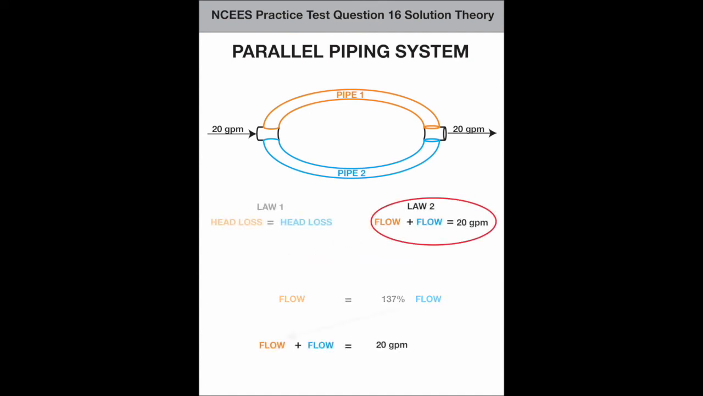Using simple substitution, 20 GPM total equals 1.37 times branch B plus branch B. Branch B equals 8.44 GPM. Option B.